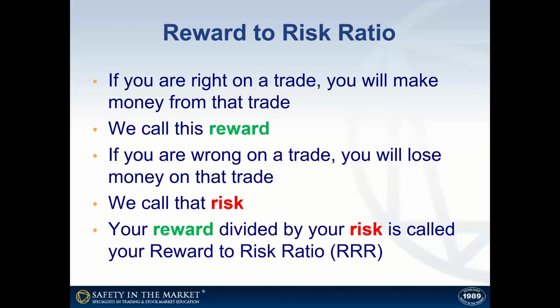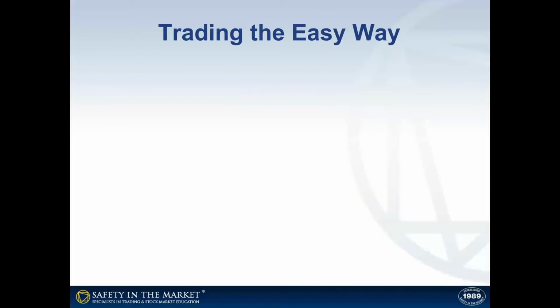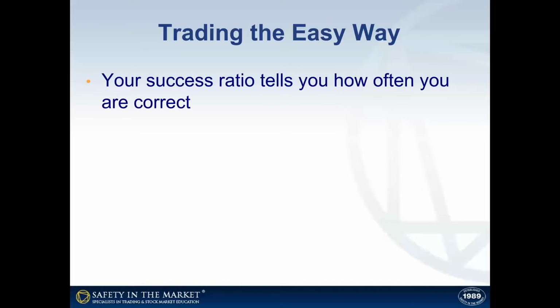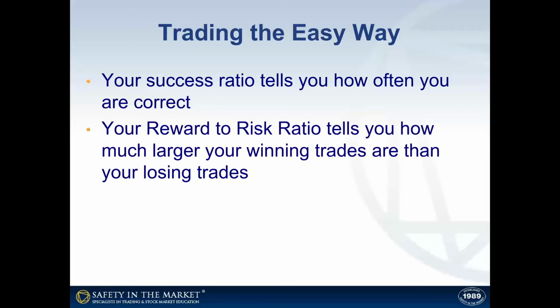And that tells you that for that amount that you're risking on the trade, you're expecting to make at least 2 times that risk. And that's really important. In the video that I recorded called Trading the Easy Way, which you can find here on our Safety in the Market YouTube channel, I spoke about 2 ratios that determine how profitable you will be as a trader. One of those was the success ratio, which tells you how often you're correct in your trading. So are you right 3 times out of 10? Are you right 7 times out of 10? The other ratio is the reward to risk ratio, and that tells you how much larger your winning trades are than your losing trades. Well, hopefully your winning trades are larger than your losing trades.